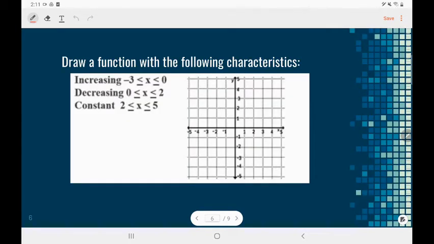So let's go ahead and draw a function with the following characteristics. If a graph is increasing from -3 to 0 on the x-axis, I'm going to start by drawing in my boundary. So -3 to 0. Eventually you're going to draw these without having to make these boundary lines. We'll just know between what two lines we're looking at. And I want to increase.